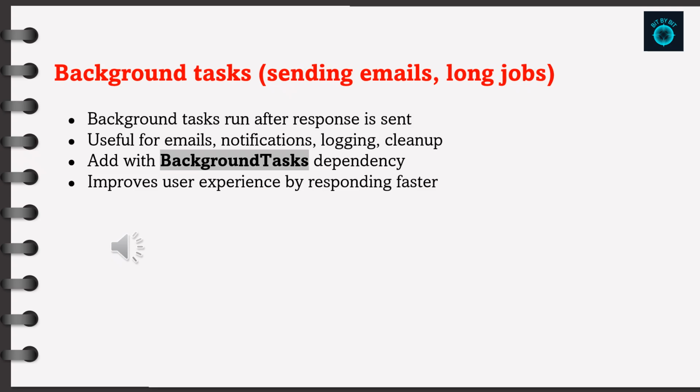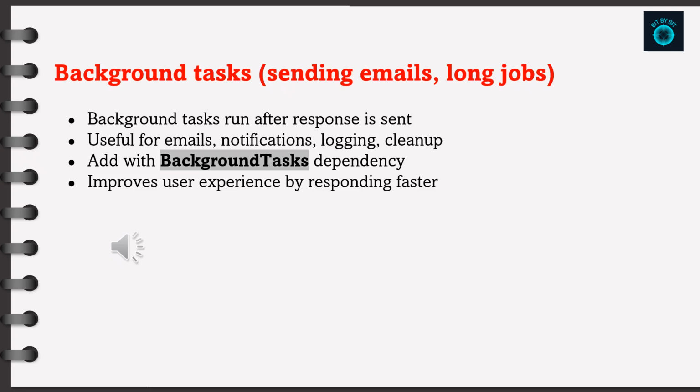Background tasks. Sometimes we need to perform work that takes time, but we do not want the user to wait for it. Examples include sending a confirmation email, generating a report, writing logs to a file, or cleaning up old data. In FastAPI, we can use background tasks to handle these jobs. A background task runs after the response has already been sent to the client.